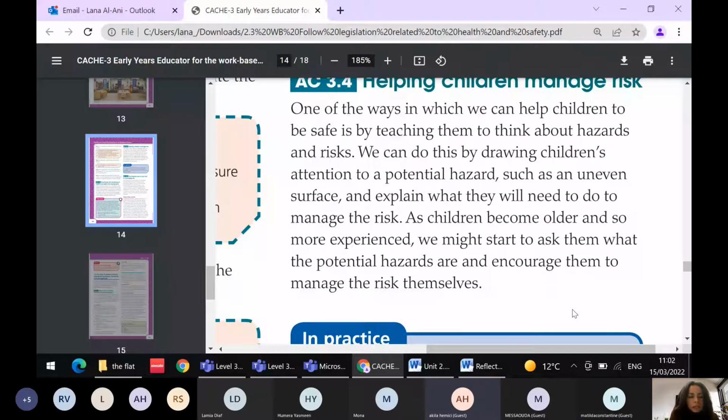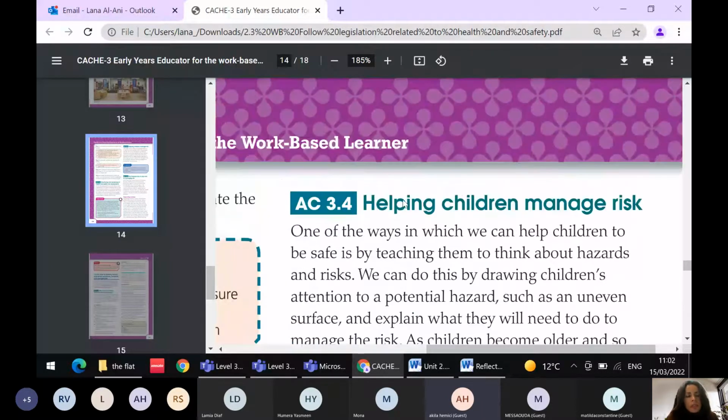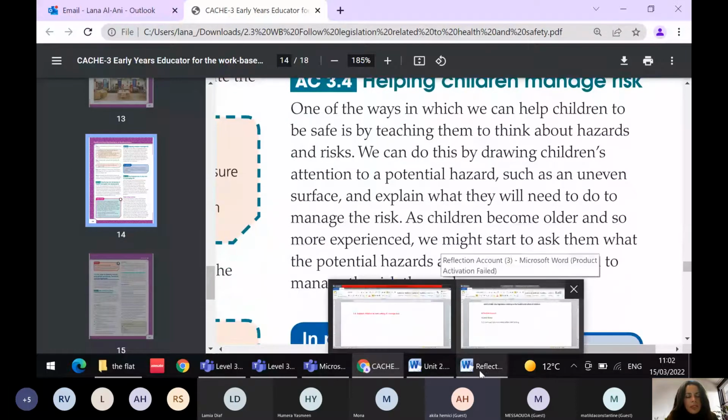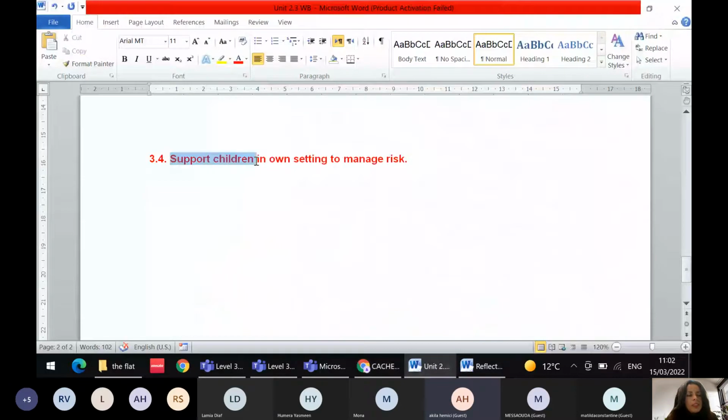Yeah, that's good. So to answer this question, helping the children to manage risk, if you read the question, it says support children in own setting to manage risk, which means in your own organization, what do you do? So I can't say the child carer should do this. No, in your setting. So you need to talk about yourself.